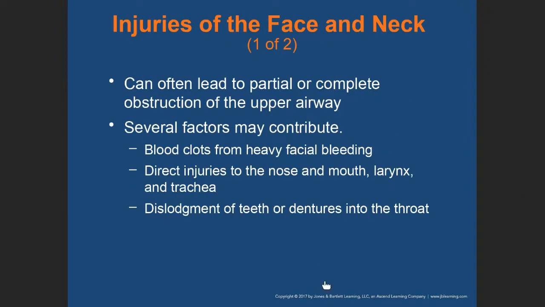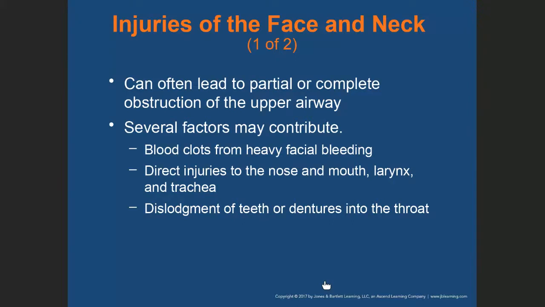Now, injuries to the face and neck. So that was a review of the anatomy and physiology. Let's look at the injuries. Injuries of the face and neck can often lead to partial or complete obstruction of the upper airway, which I mentioned before we started the chapter. Your most significant concerns will be with airway and spinal complication.